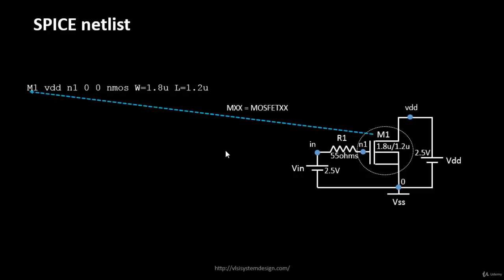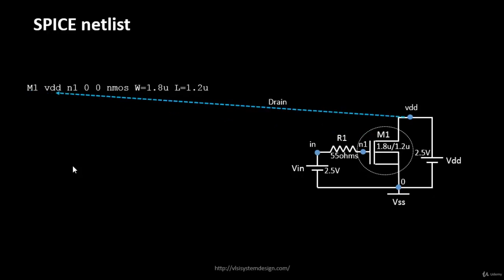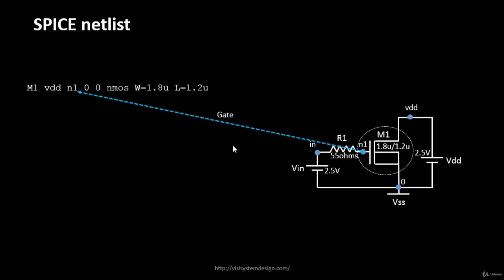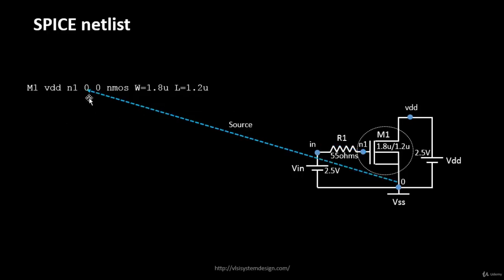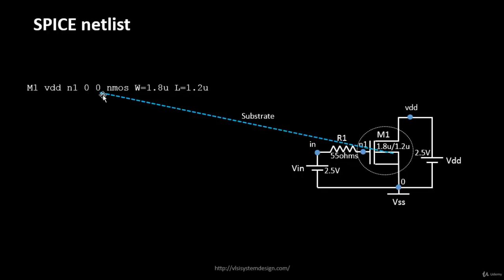You will call this M1. Anything which starts with M is called a MOSFET, and the XX can be any number. Since it's the first MOSFET that we are looking into, let's call it M1. So M represents a MOSFET. The next is VDD. This is the drain, and since this node is called VDD, we have given this as VDD. The next node is the gate. Since this is N1, this is the gate terminal. The next is the source, and the source node is 0, that's why it's called 0. And then the substrate node is 0, that's why it's called 0.